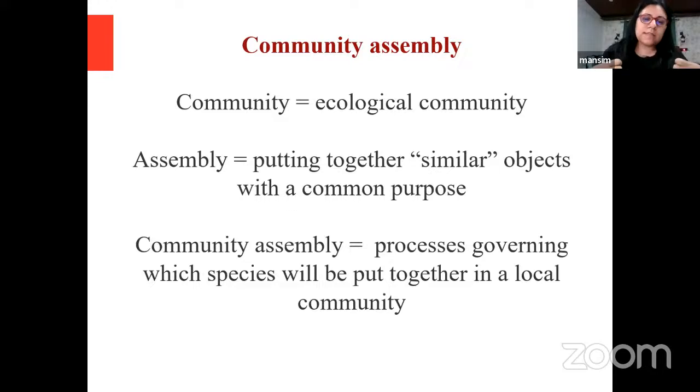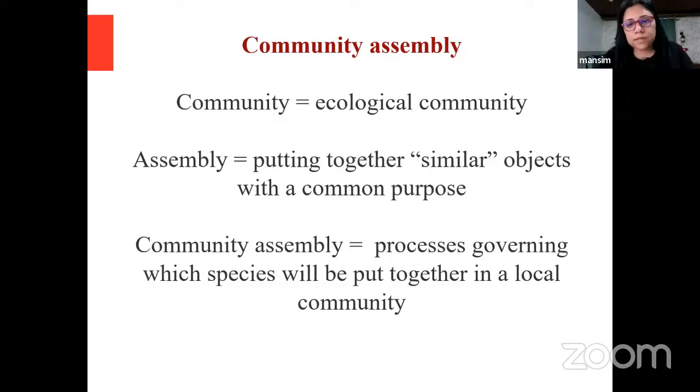So these are all assembly processes. It can be the abiotic conditions or the environment. It can be biotic conditions, like a competitor or a symbiote. And it can be a random event, like a chance dispersal event. So these are all what are collectively known as community assembly processes. And there is a whole field within macroecology or community ecology which concerns itself with studying these community assembly processes.